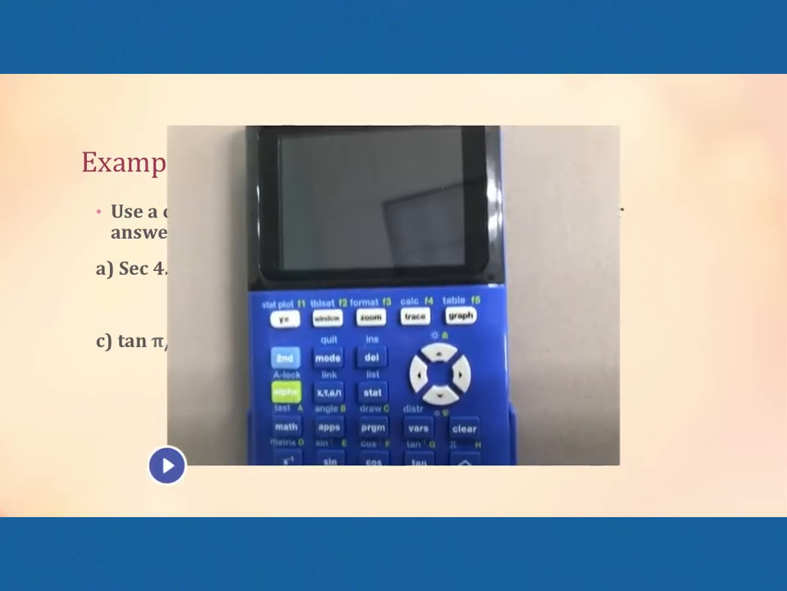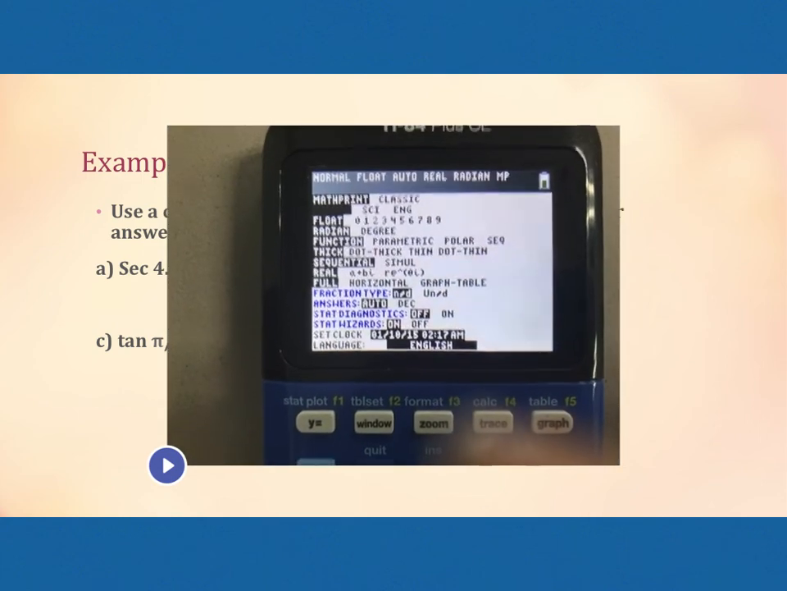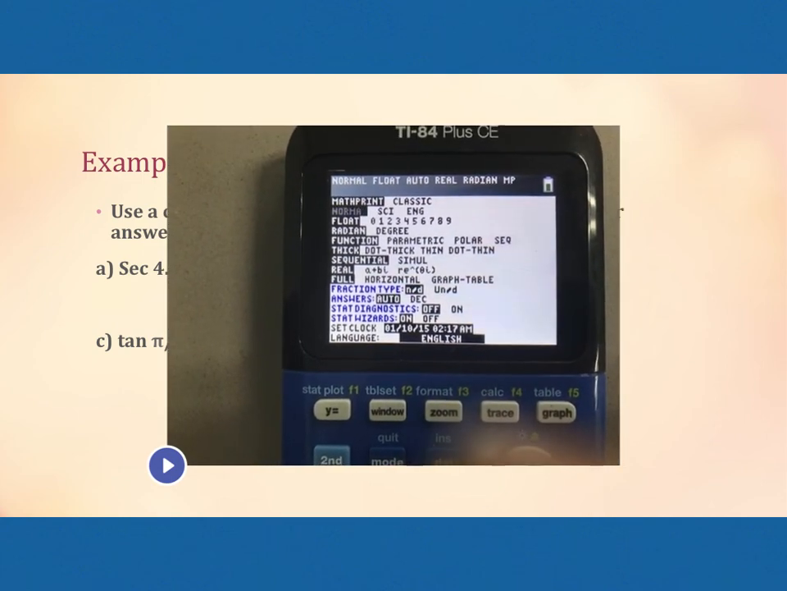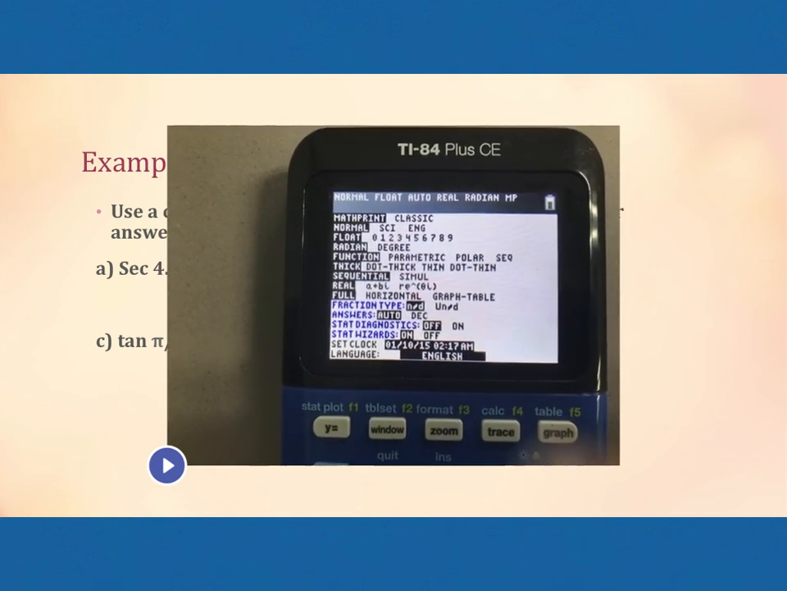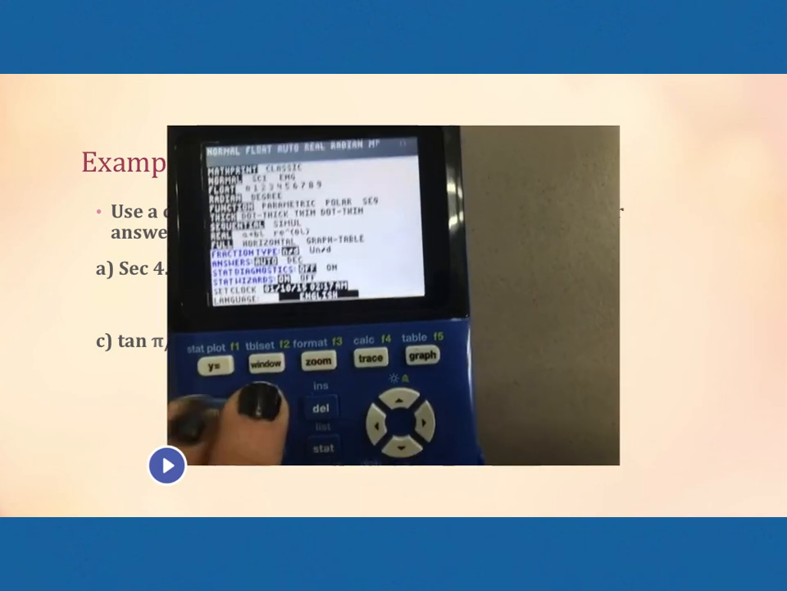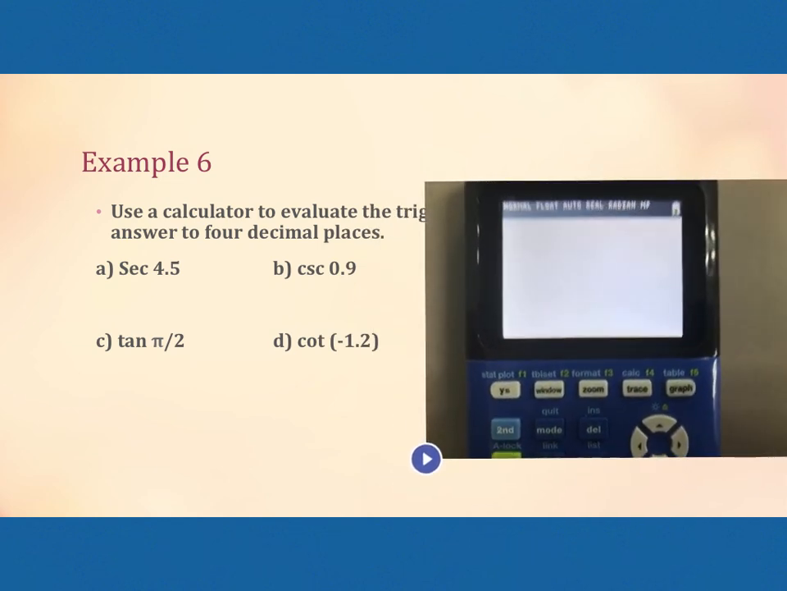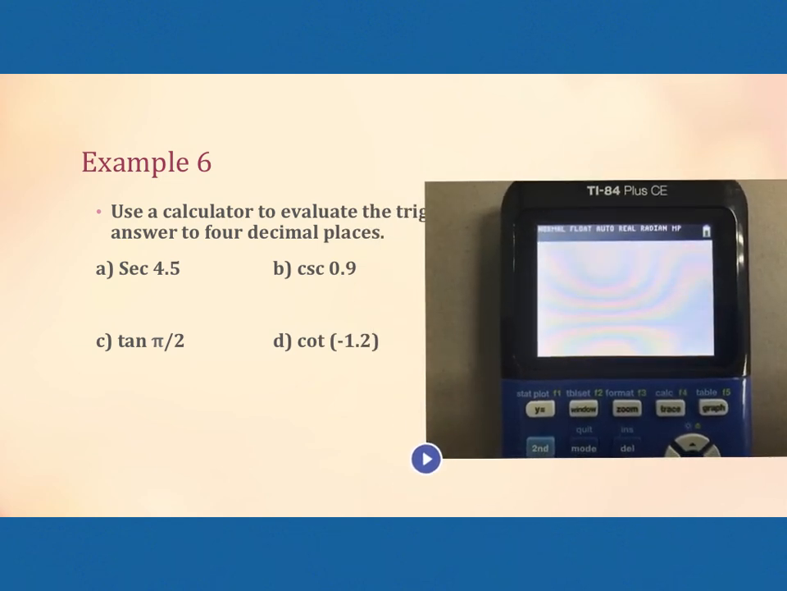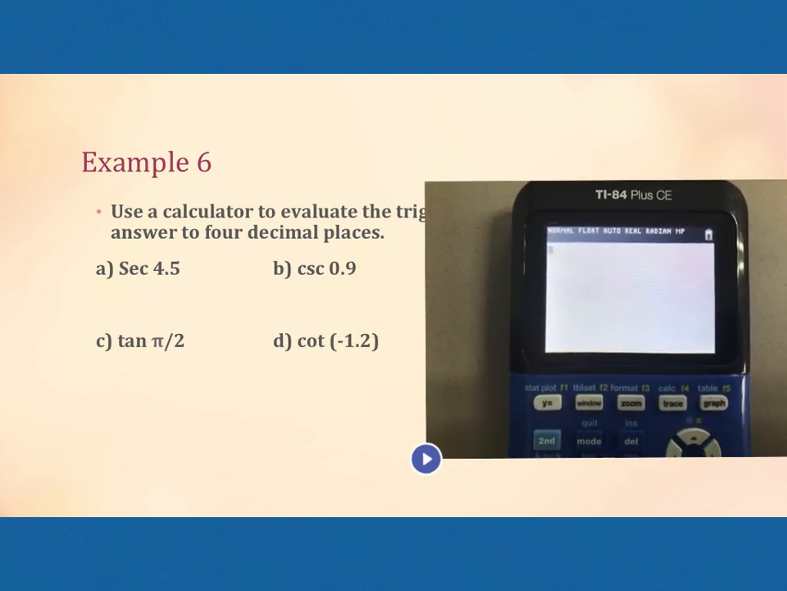Okay, on your calculator under the mode button, you should see on the very 4th line, radian and degree. These are in radians, so I'm going to leave it as it is. If they were in degrees, I'd switch it, okay? But I need it to be in radians, so I'm good to go. Then I'm going to look at what it says. It says secant of 4.5. Look on your calculator. Do you see a secant button? No, because it's not there.